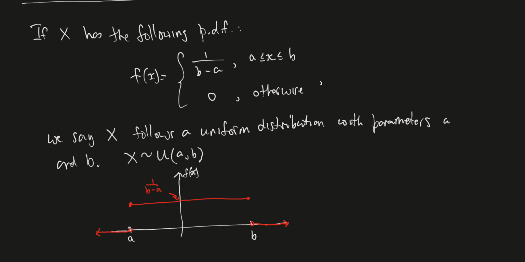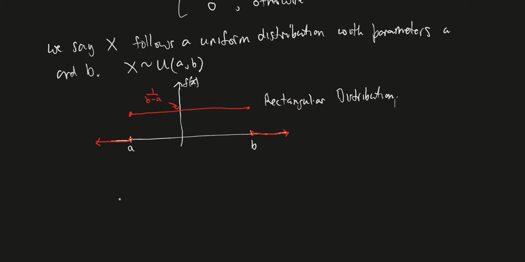And because of the graph, if you look at the part where the PDF is greater than 0, so this part here, it forms a rectangle, right? So sometimes the uniform distribution is also referred to as a rectangular distribution. Right, so that's another name for it, rectangular distribution. And as I said earlier, it's the easiest type of function to integrate.